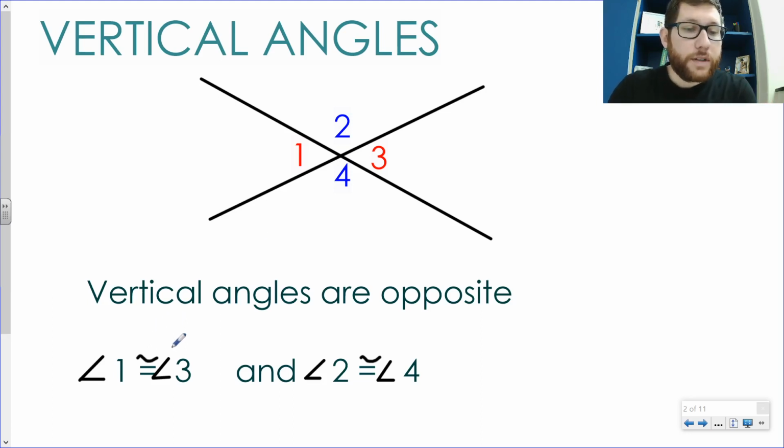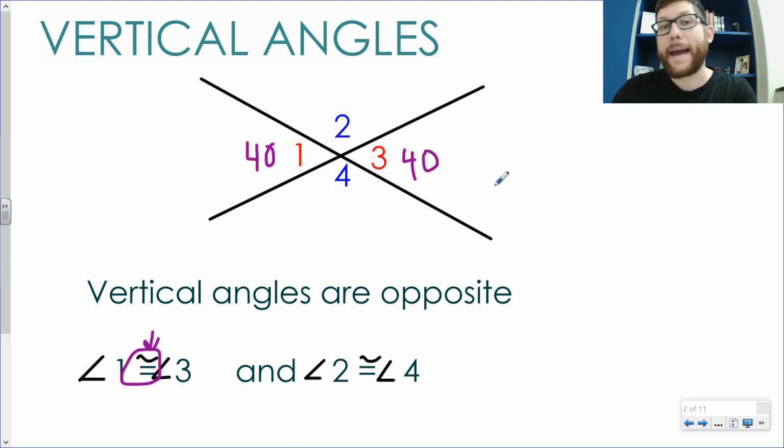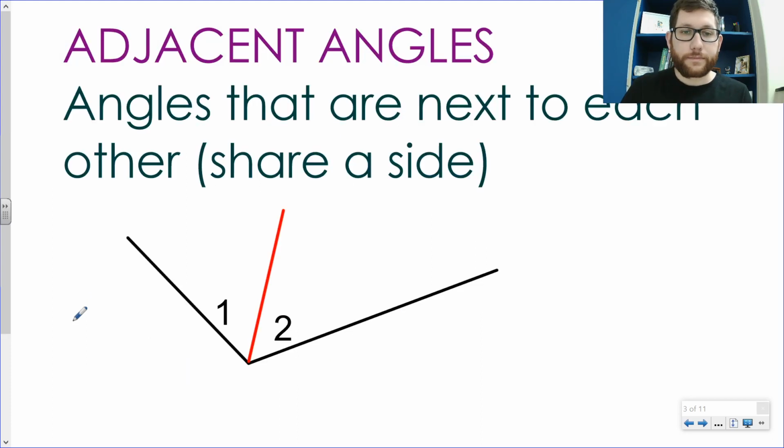So in order to say congruent, we add this little fancy line on top of our equal sign. That means this whole thing means congruent. And so what we're saying is if angle 1 was 40 degrees, then I'd also know that angle 3 is 40 degrees, okay? So you can think of it like an equal sign. It acts like an equal sign, but it's just a little bit different in how we draw it. So vertical angles, they're opposite each other, and we also know they're congruent.